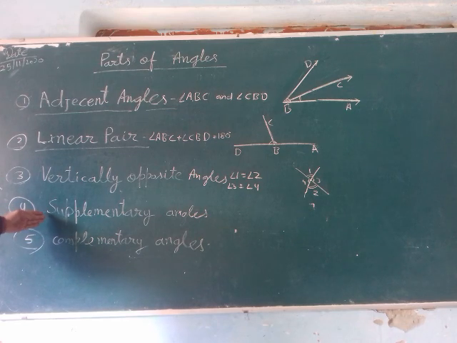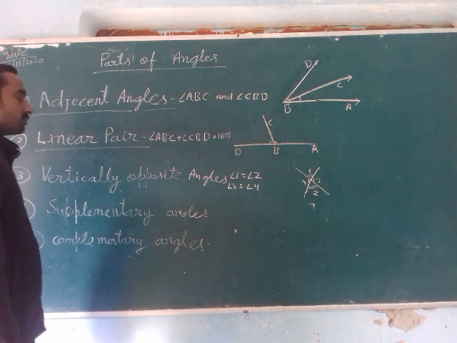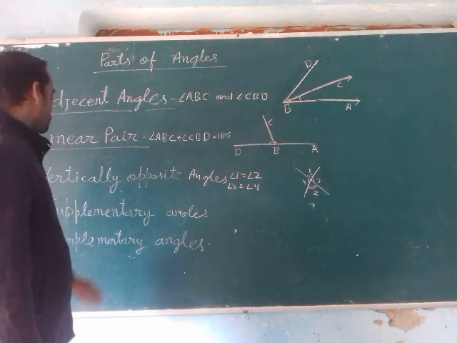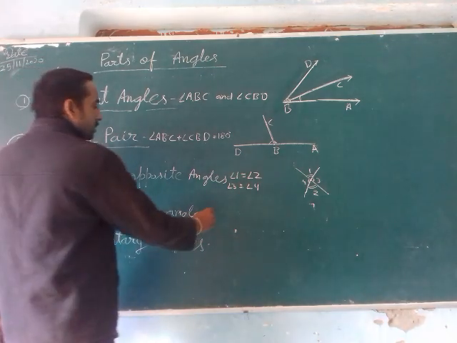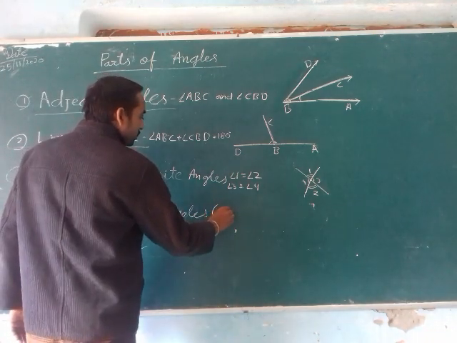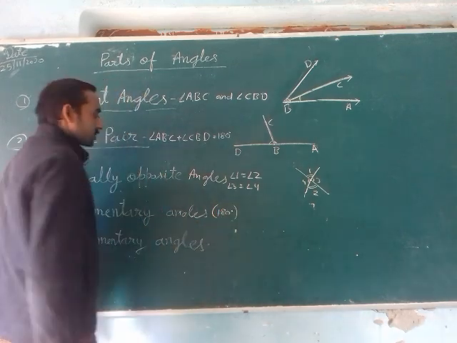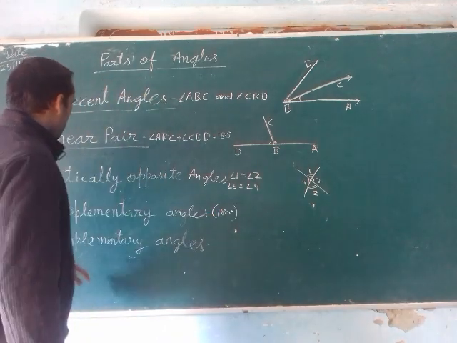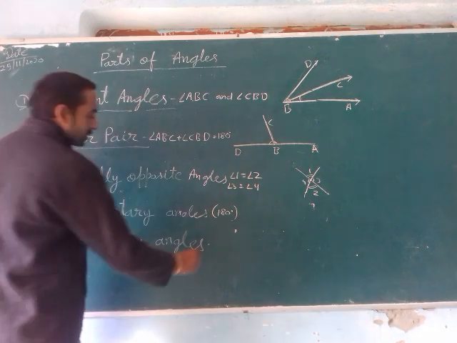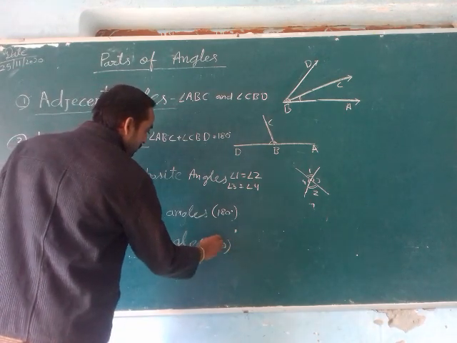The last two points, point number 4 and 5, are supplementary angles and complementary angles. It is very important. Many questions also come. You must learn that for supplementary angles the sum is 180 degrees, and for complementary angles it is 90 degrees.